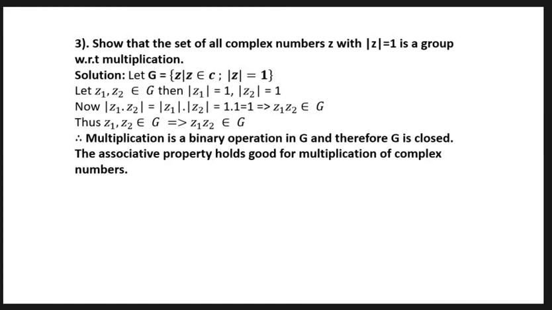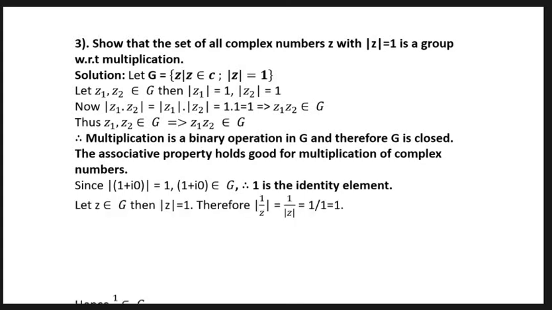Second, the associative property holds good for multiplication of complex numbers. We know that the associative property holds good in multiplication of complex numbers. Therefore, the associative law is also satisfied. Now coming to the identity element, since 1 plus i0 is also a complex number, when you take the modulus of that, it is equal to 1. Therefore, 1 plus i into 0 belongs to G, hence 1 is the identity element.